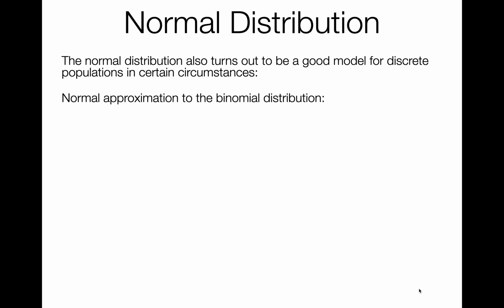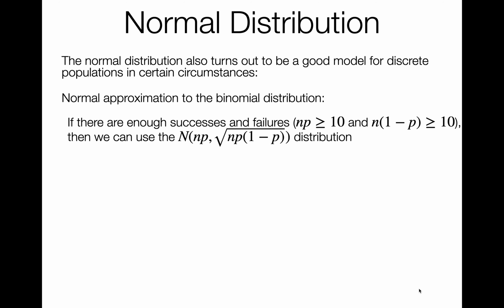That is certainly true, and it used to be a big thing called the normal approximation to the binomial distribution. There's a fact that says if there are enough successes and failures in the sample, and they even define some rules here, n times p and n times (1 minus p) have to be greater than or equal to 10.